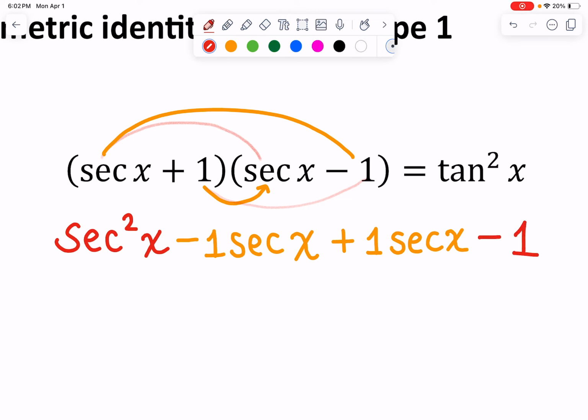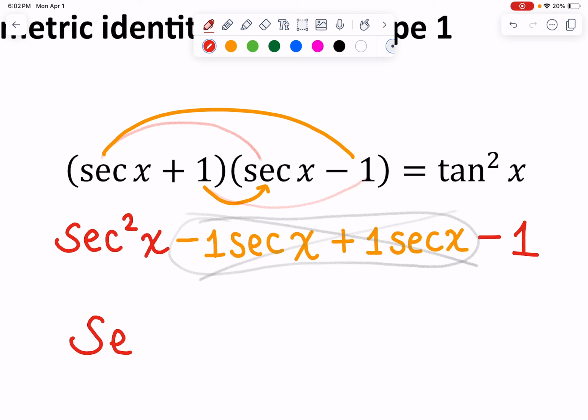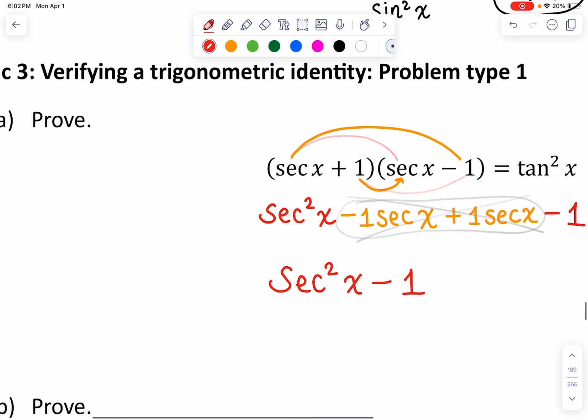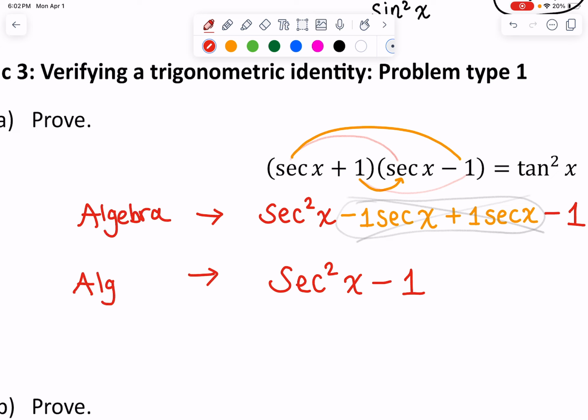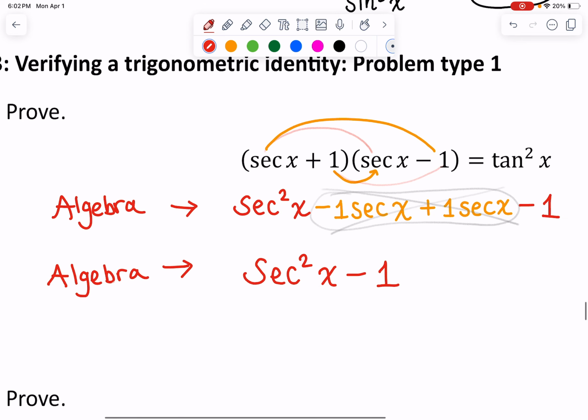Now, the middle terms will cancel out, leaving us with just what? Negative and positive secant x, they're gone. So I'm only left with secant squared x minus 1. Now, what did we just do to go from the first line to this line? We used just algebra. We simplified to get it down here. But now we're going to need some trig identity, okay?